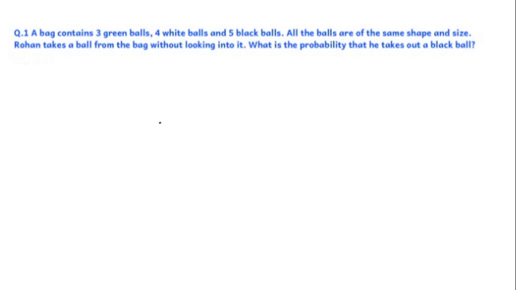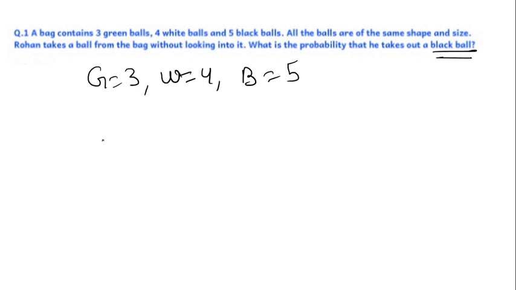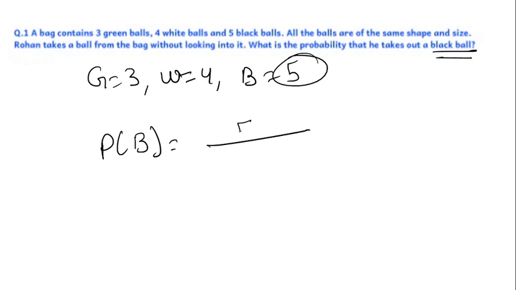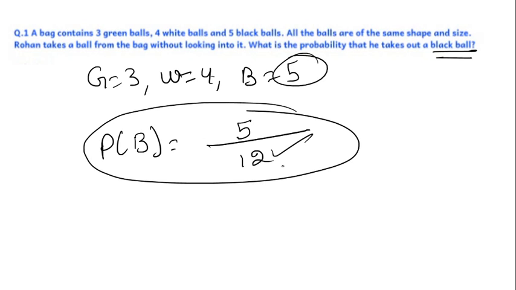Let's discuss a question. A bag contains three green balls, three white balls, four... and five black balls, and all these are of the same shape and size. Rohan takes a ball without looking into it. What is the probability of getting a black ball? So we have to focus on black balls. How many black balls are there? 5, so we can write it here as 5. And how many total balls are there? 3 plus 4 is 7, 7 plus 5 is 12. So the probability of getting a black ball is 5 by 12.